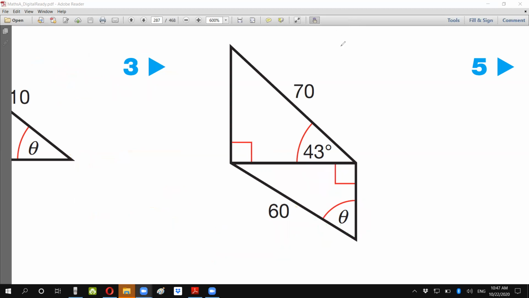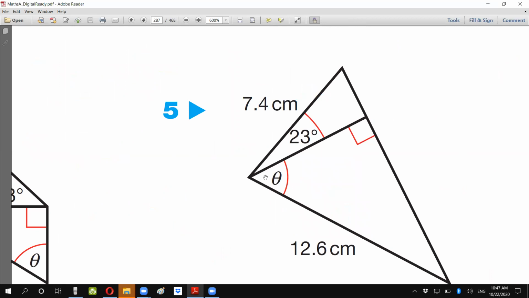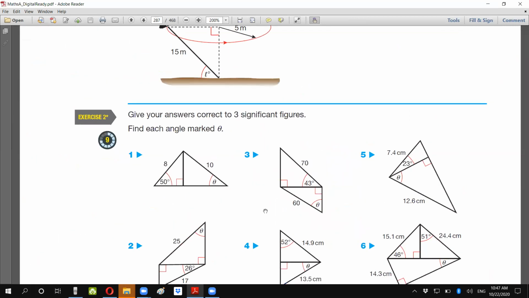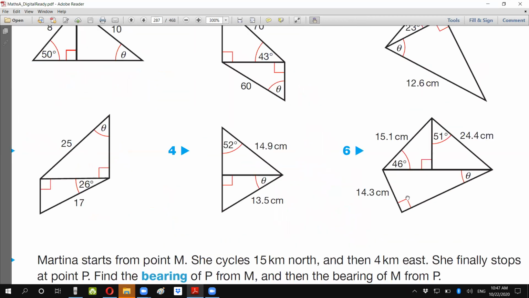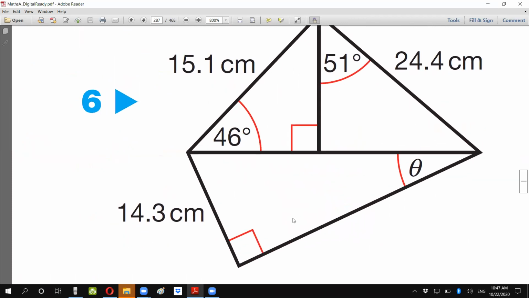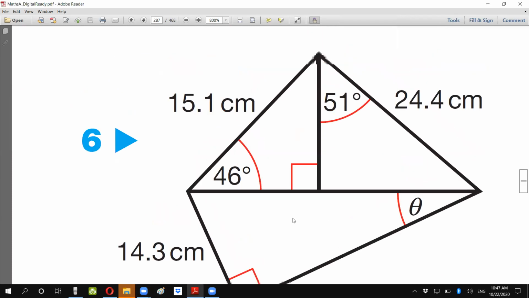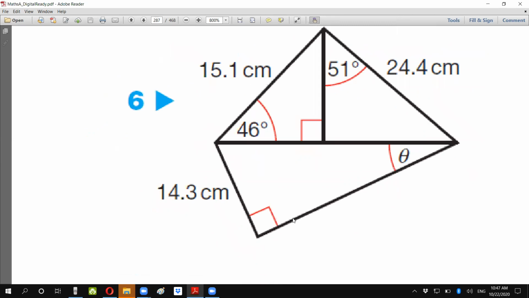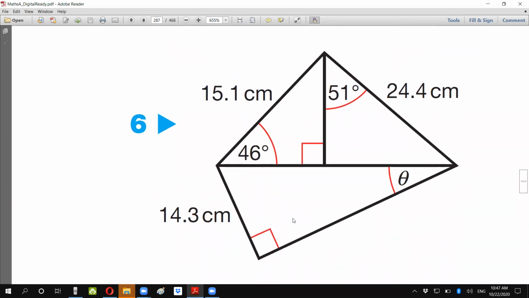Let us take the second. I want to take number 6. At number 6, I want angle theta. Angle theta is down. I want to find this part and the second part from up, x and y. I will name this side x and the second side y.